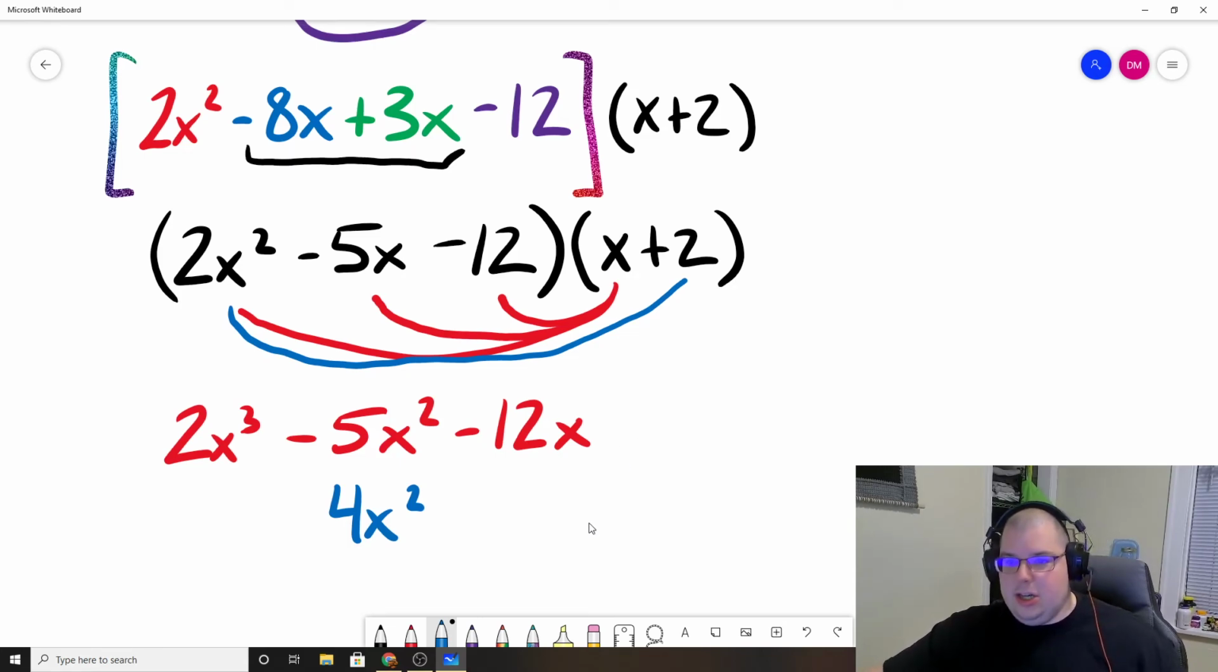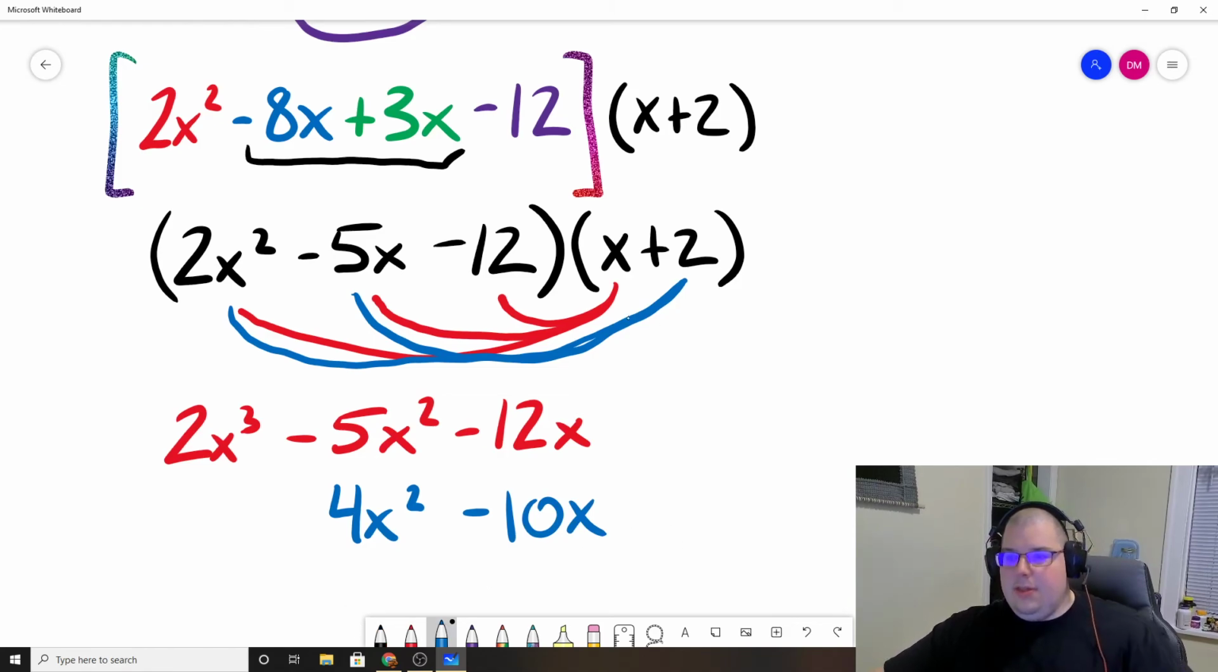So now I'm going to do negative 5x times the positive 2. 2 times the negative 5x, either way you want to think about it. And 2 times negative 5 is negative 10, and it's going to have an x. So it's going to go right underneath that negative 12x, negative 10x.